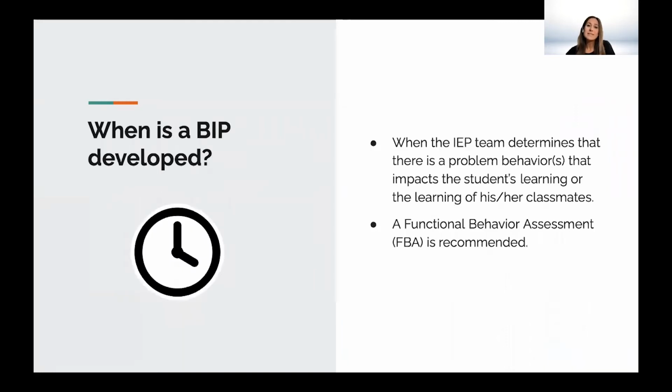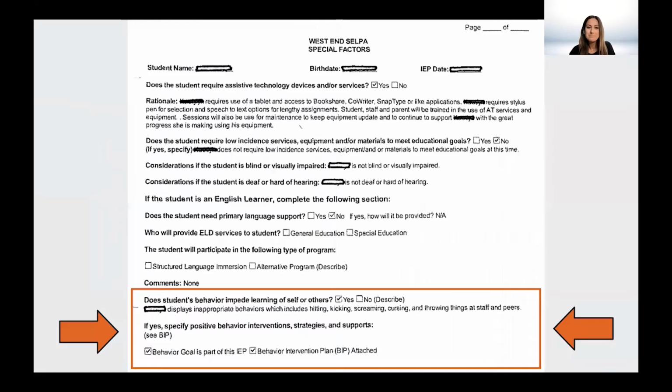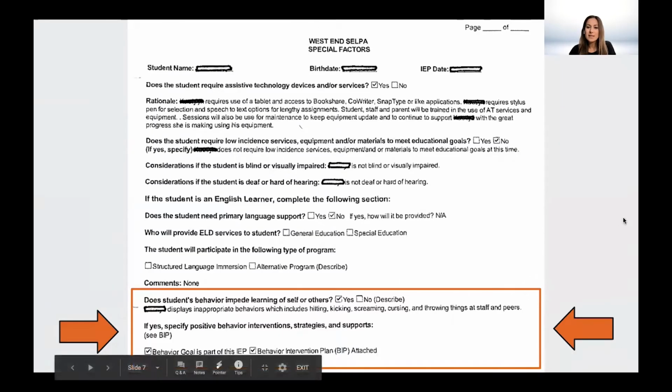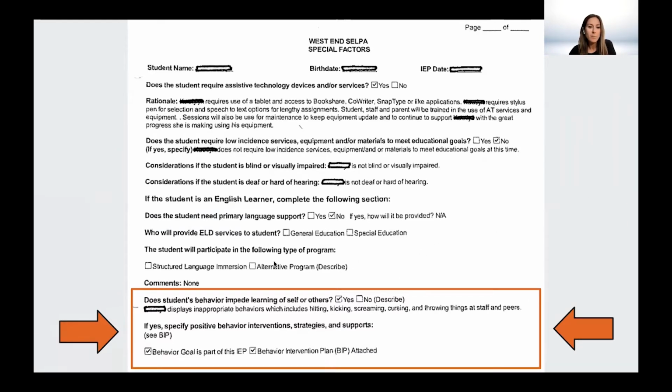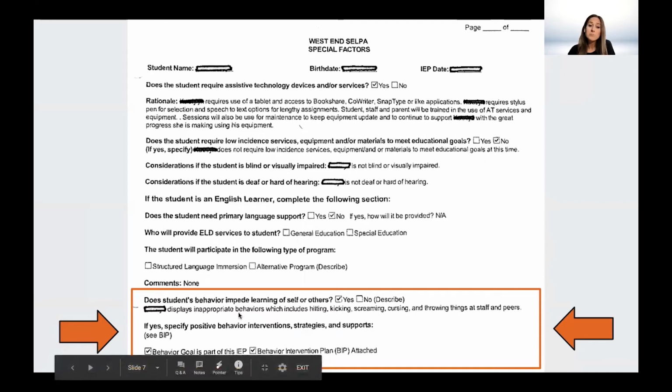And so again, when is this behavior intervention plan developed? When the team determines that there is a problem behavior that is impacting the student's learning or the learning of his or her classmates, and then a functional behavioral assessment is recommended. As you can see in this slide, there's a portion of the IEP called special factors at the bottom, which indicates whether the student's behavior impedes learning of self or of others, and there is a little space here to identify what that problem behavior is.